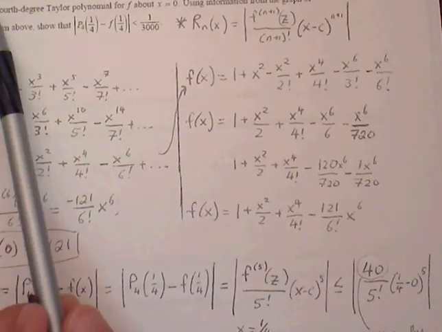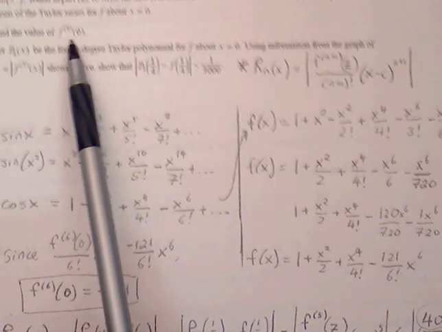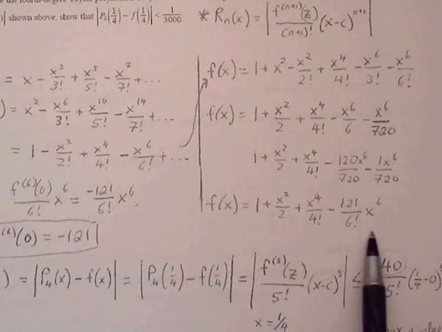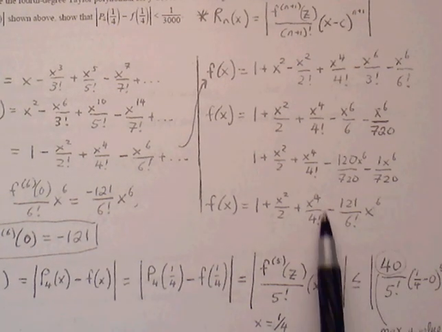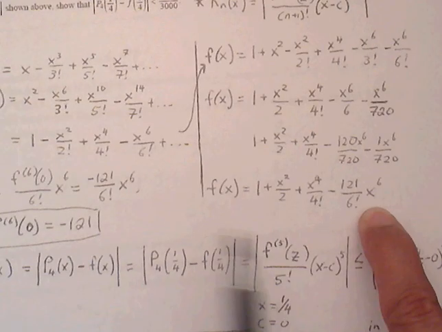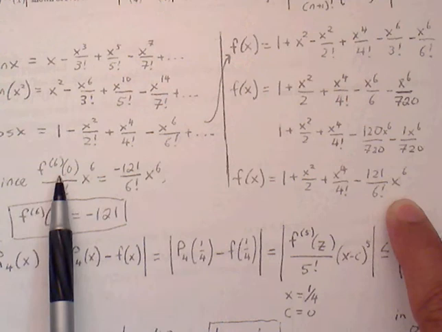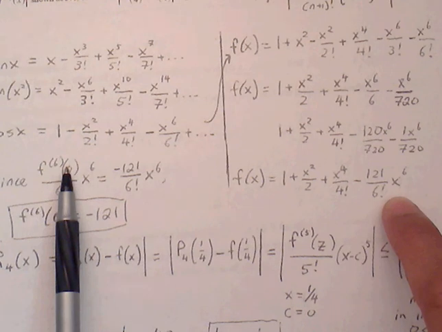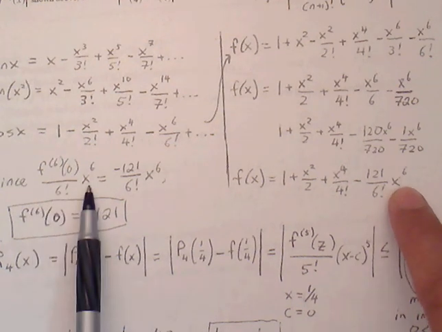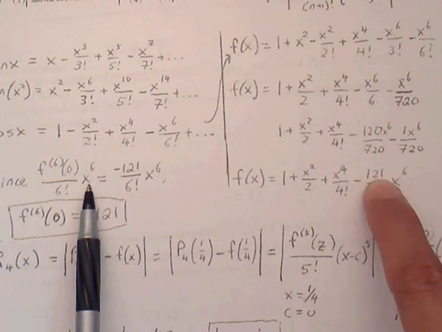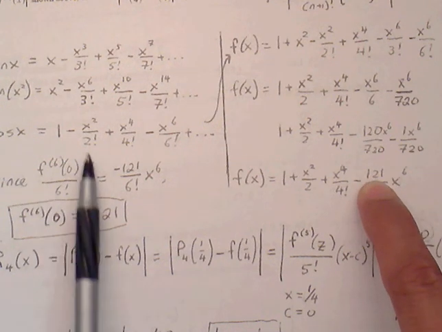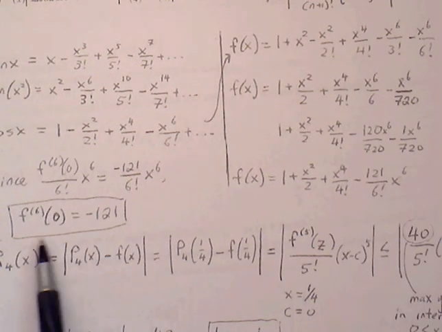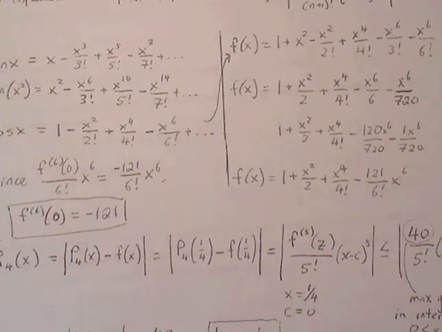Part C, find the value of the 6th derivative evaluated at 0. Now, if we look at this, the 6th derivative evaluated at 0 is coming from this term here, because we know that this must be equal to this expression here. Remember, we're dealing with the Maclaurin series. So we know that f of 6, the 6th derivative evaluated at 0 over 6 factorial, x to the 6 is equal to this expression. So if we match it up, we know that the negative 121 must be equivalent to this 6th derivative evaluated at 0. So that answers our question for part C. The 6th derivative evaluated at 0 must be negative 121.